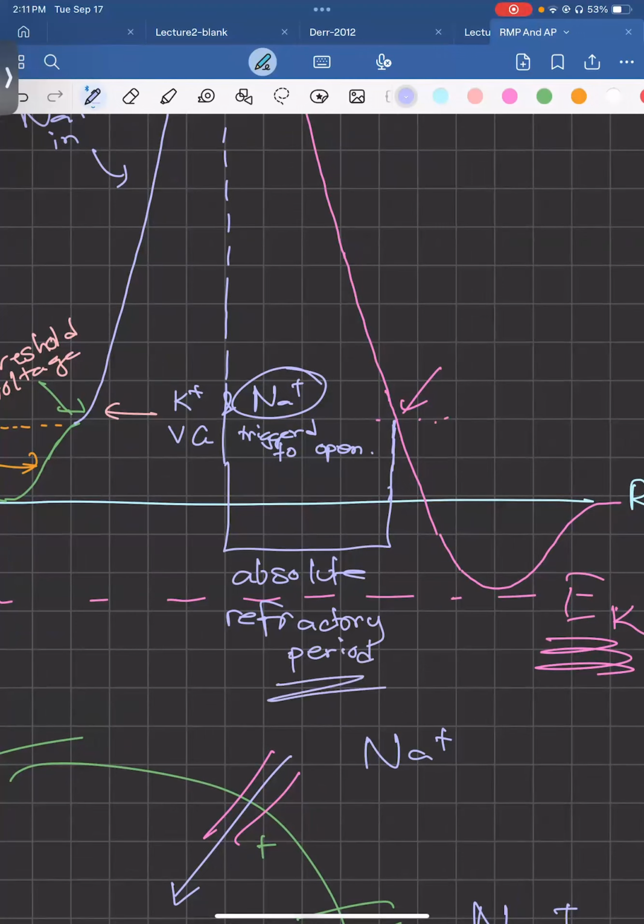Around here, the time it takes for the undershoot and coming back to the resting membrane potential, this is the relative refractory period. Because it's just harder for them to start another action potential.